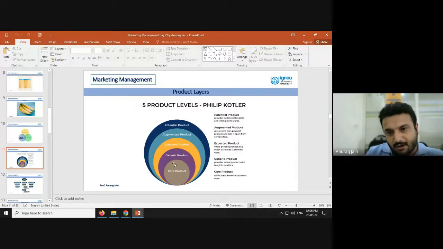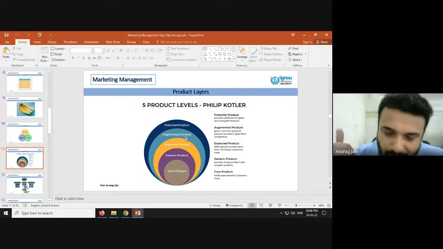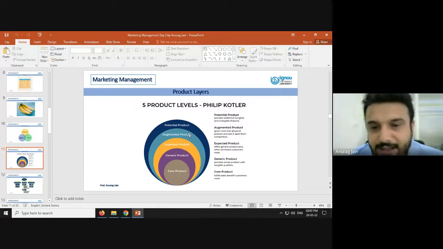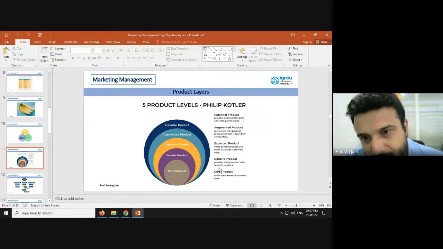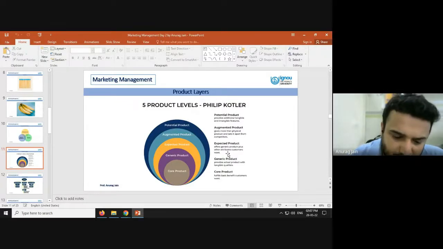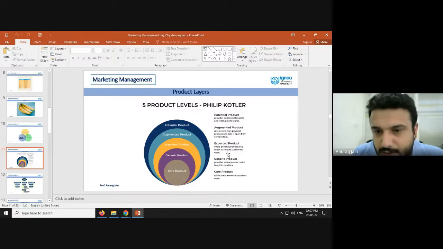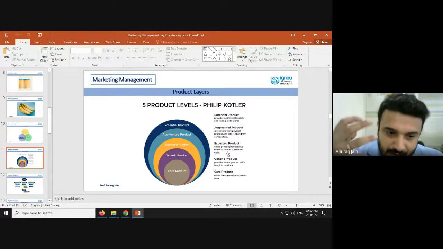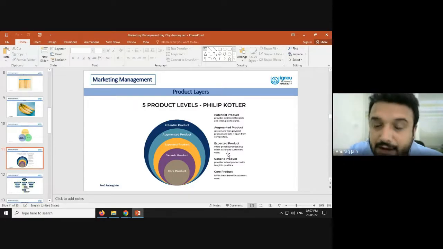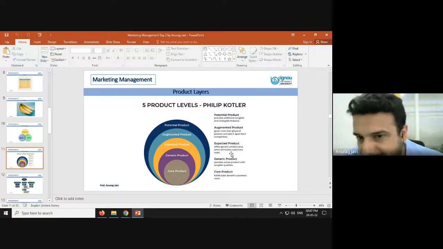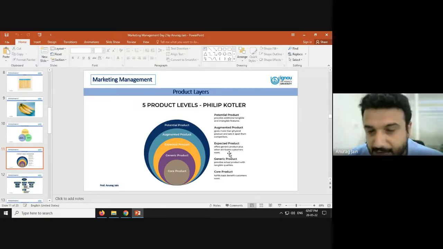Some products may fall up to the expected product category only. It is not a thumb rule, or a definite case, that all products will have all these five layers. But in most cases, if a product has all these five product levels or layers, there will definitely be more chances of acceptability of those products in the market. And why I'm saying so, let me give you one such example, right? For example, if we take a mobile phone as a product here.